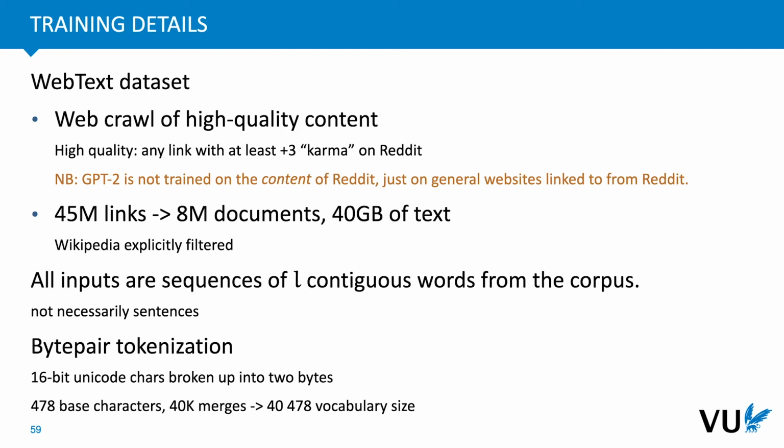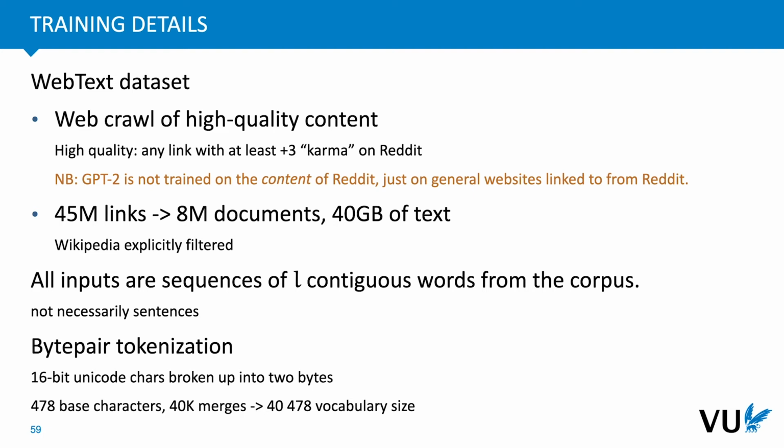Note here that Wikipedia was explicitly left out of these links, because Wikipedia is often included in evaluation datasets, and they didn't want to include the language from the evaluation dataset in the training data. Note also that this doesn't mean that GPT-2 is trained on the content of Reddit, which is a common misconception heard in criticism of GPT-2. It's only trained on general websites that are linked to from Reddit.